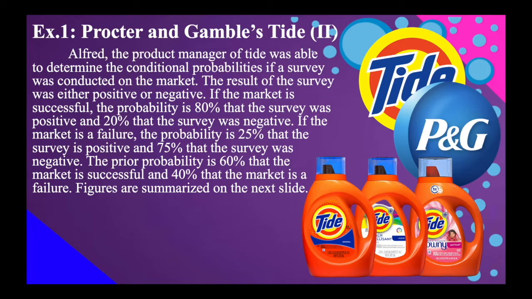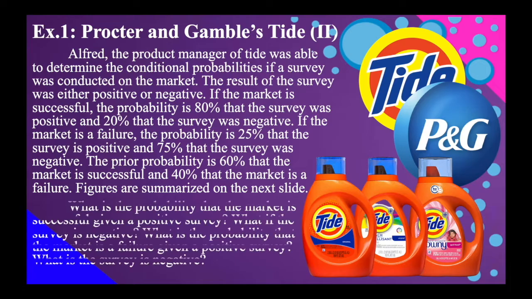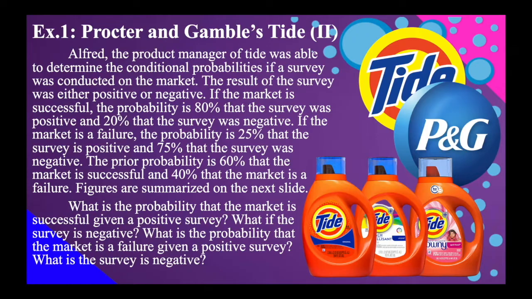So, that is the basis of this prior probability. So, the figures are summarized on the next slide and the question is, what is the probability that the market is successful given a positive survey? Nakuha? So, again, what is the probability that the market is successful given a positive survey? What if the survey is negative? So, what is the probability that the market is a failure given a positive survey? What if the survey is negative?